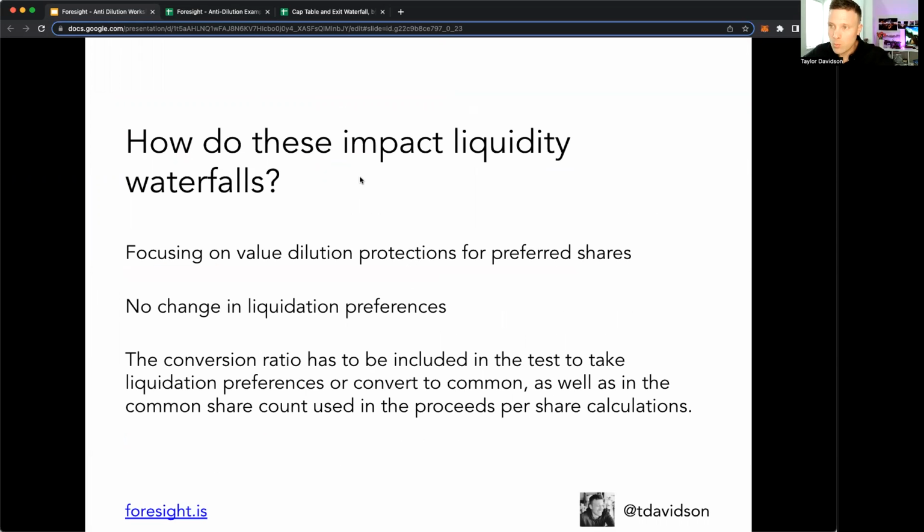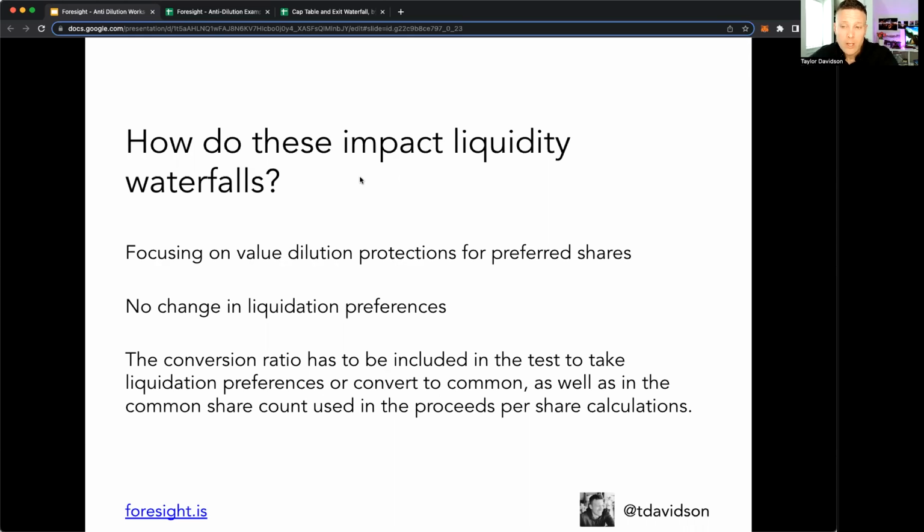Now, one of the things that comes from just adjusting the conversion ratio is that you're not issuing new shares, so you're not changing liquidation preferences. Meaning that you invested 2.5 million, you own a certain number of shares and a liquidation preference per share. When you adjust the conversion ratio, there's no change in liquidation preferences. You do have to include that test when you start figuring out whether the preferred shareholders should convert the preferred shares to common shares.